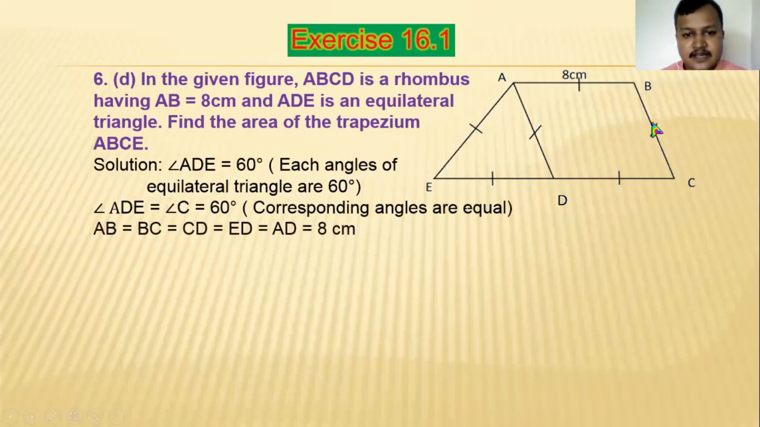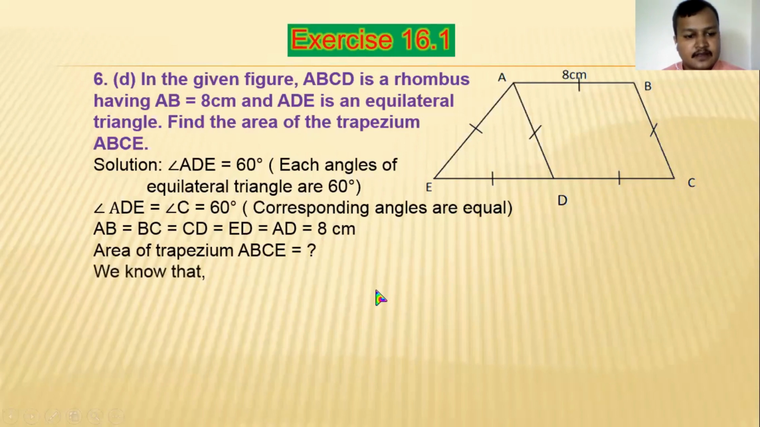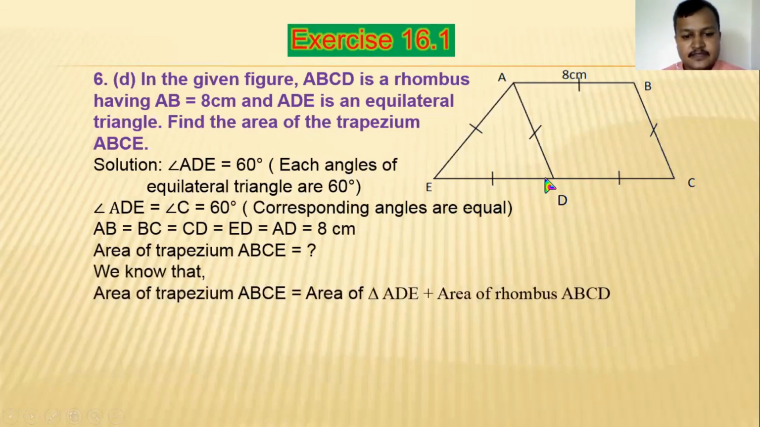And all the sides which are given here to us, AB, BC, CD, AD, AE, ED, are all equal to 8 centimeter. It is asked to find the area of the trapezium. So we know that the area of the trapezium is equal to the area of the triangle at the left side plus the area of the rhombus at the right side. By adding these two, we will get the area of trapezium ABCE.